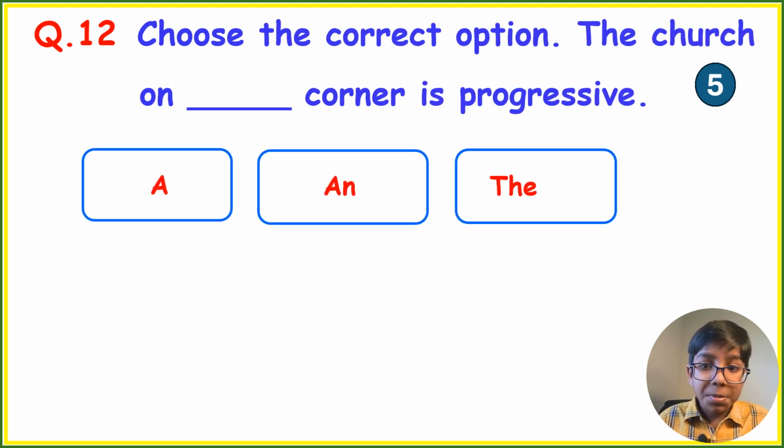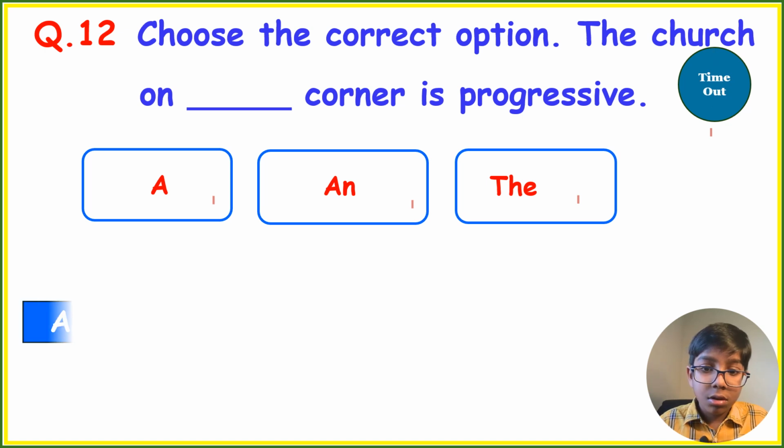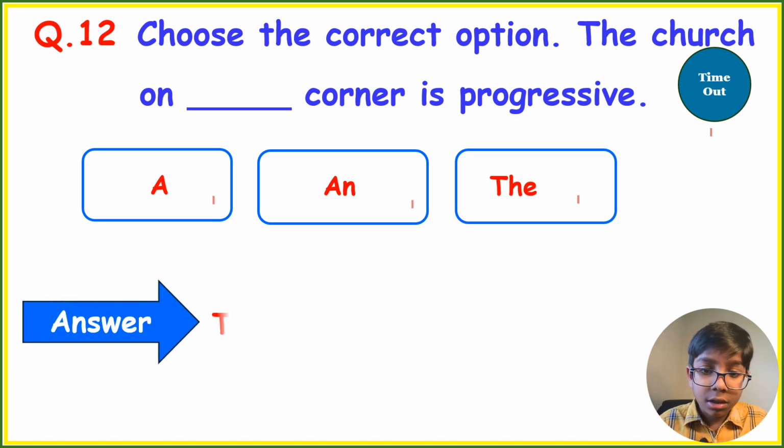Your next question is: choose the correct option. The church on dash corner is progressive. A, an, the. Your time starts now. Your correct answer is the.